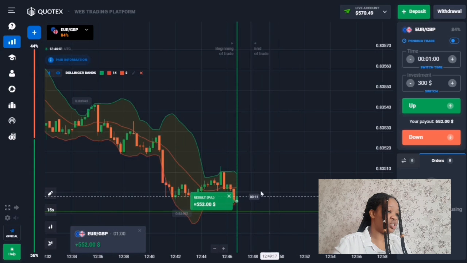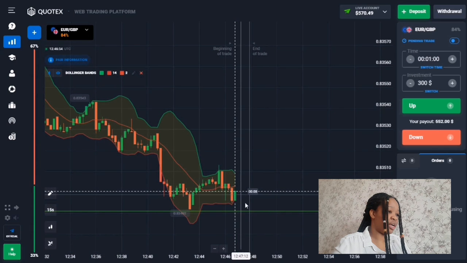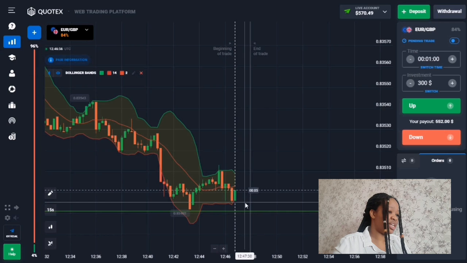So analyzing this trade, I can see a rollback up occurred and I got my profit. The indicator was useful for me again, so let me continue trading.